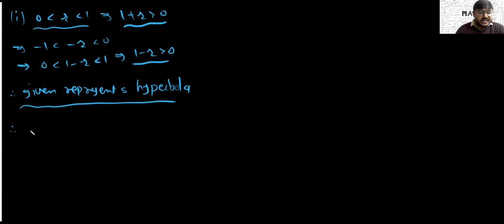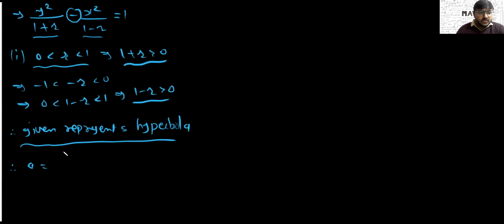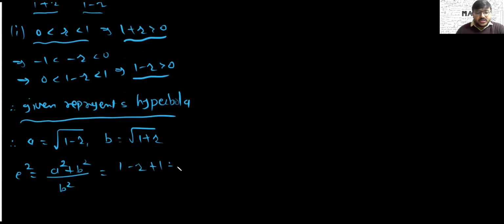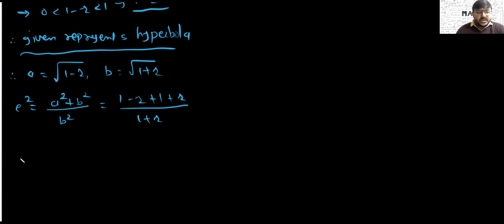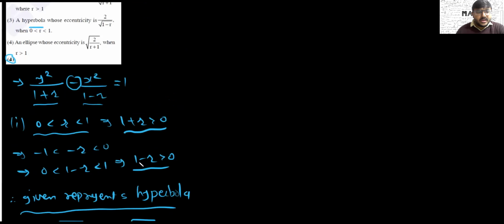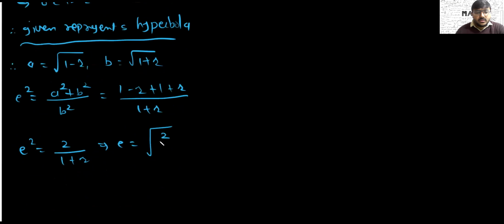So here, what I can say is that a² = 1 − r and b² = 1 + r. So the eccentricity is given by e² = (a² + b²)/b², that is (1 − r + 1 + r)/(1 + r). So e² will be 2/(1 + r) and e will be √2/√(1 + r). So this will be your answer.